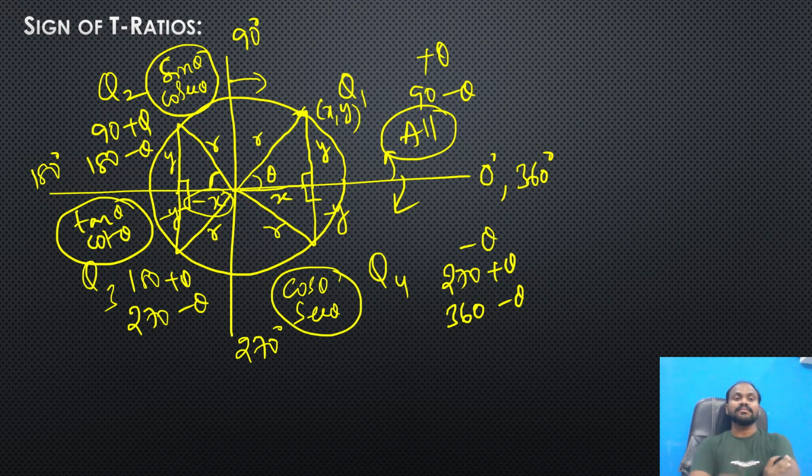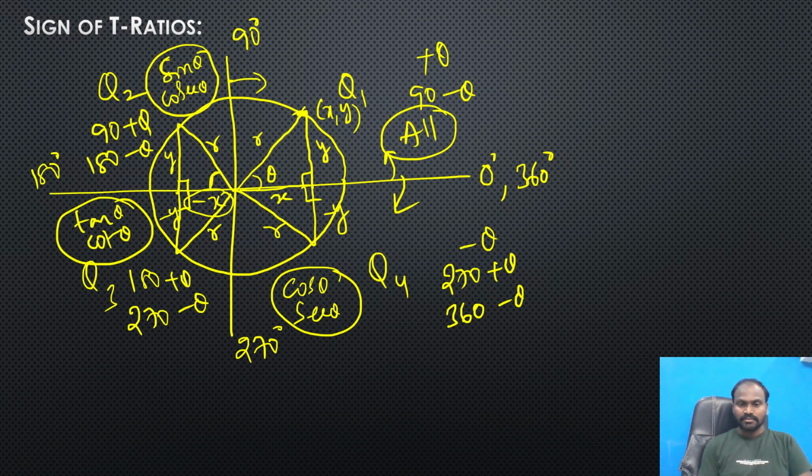So from this figure, you can understand that in the first quadrant, all trigonometric ratios are positive. In the second quadrant, sine and cosec are positive. In the third quadrant, tan and cot are positive. In the fourth quadrant, cos and secant are positive. Like this, we can discuss the signs of trigonometric ratios. Of course, you may have the shortcut "all silver tea cups", but this is actually the reason for it, which quadrant is positive and so on.